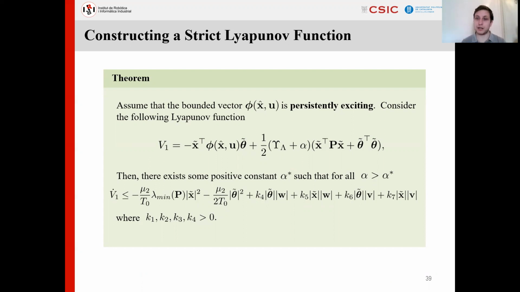So for this function, if alpha is large enough and the regressor vector is persistently exciting, its derivative is strictly negative. So this can be used as a strict Lyapunov function to have theoretical guarantees that the direct adaptive redesign converges in the presence of noise and uncertainty. So now we have theoretical guarantees that we can implement this in practice. It should be remarked that this proof is based on the assumption that the regressor vector is persistently excited. If you have no excitation, then we don't have guarantees that this algorithm converges in practice.